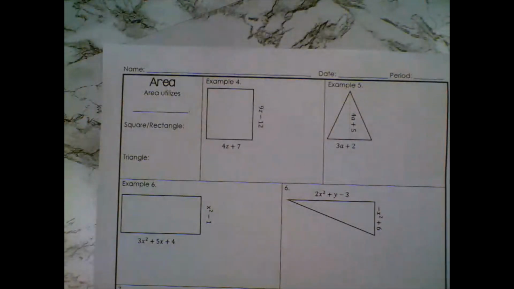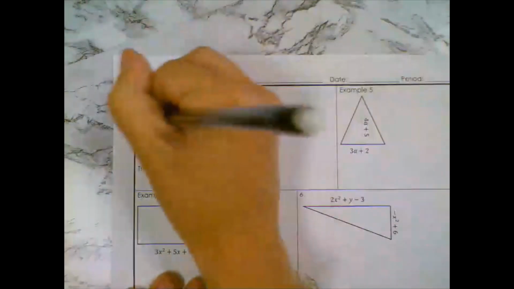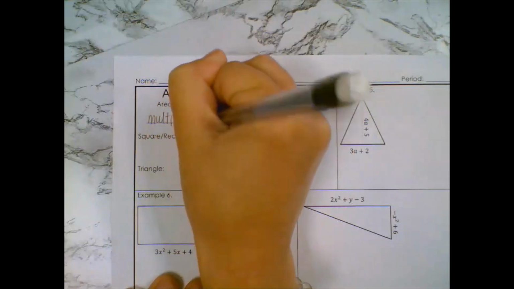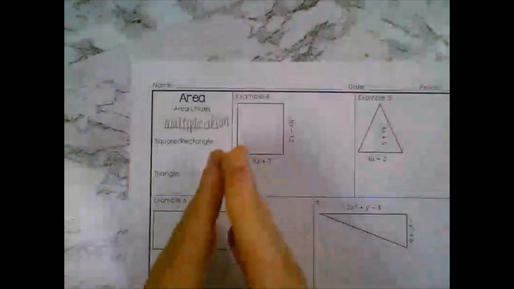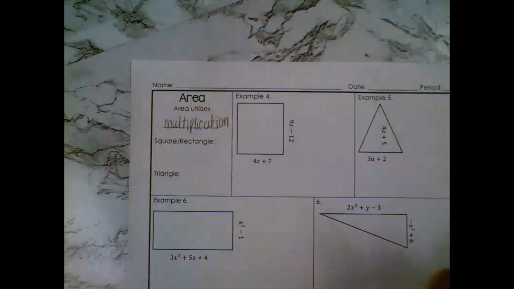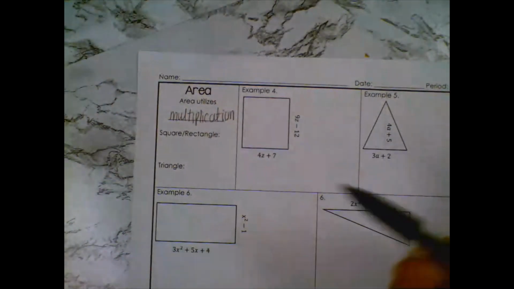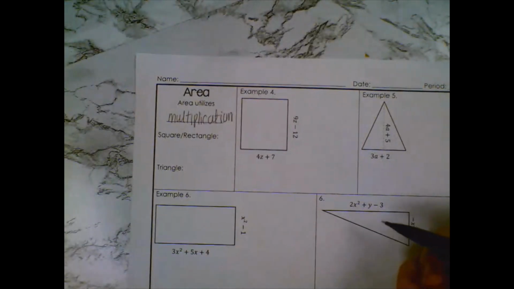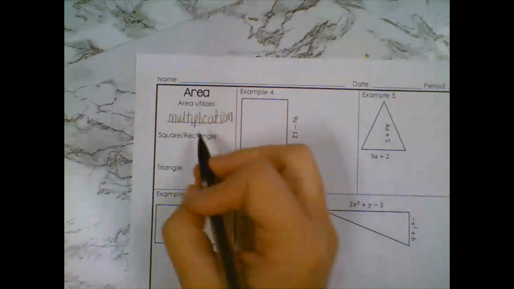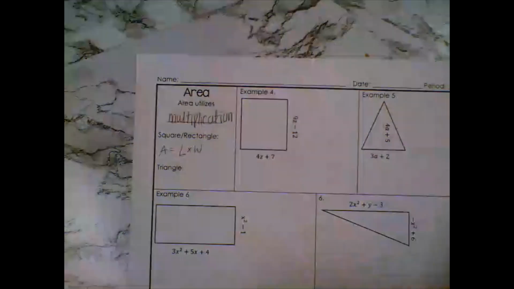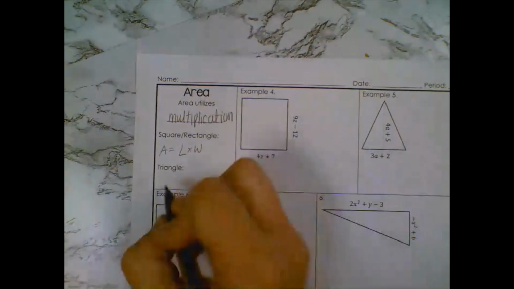Now, area, second page is area. Area utilizes multiplication. So this one doesn't take up as much space when we start the problem because the perimeter, when we added all the sides, we got really large problems, but it is multiplication, which does require a little bit more work. So one thing to remember is area of a square or a rectangle is length times width. So that's where the multiplication comes into play.